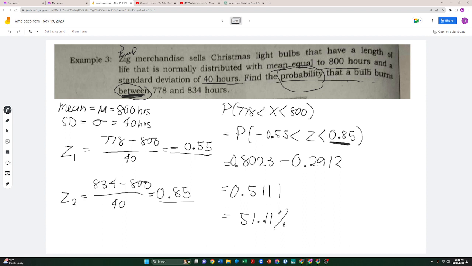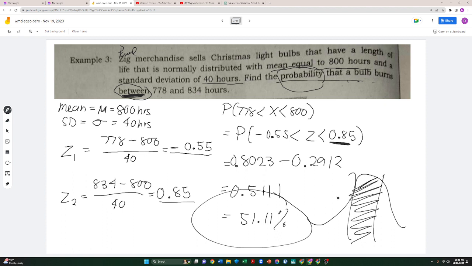To interpret this: the probability that X assumes a value between 778 hours and 834 hours, in the given normal distribution with a mean of 800 hours and a standard deviation of 40 hours, is approximately 51.11%. Find the probability for the bulb: the graph is like this. So, this is your answer.